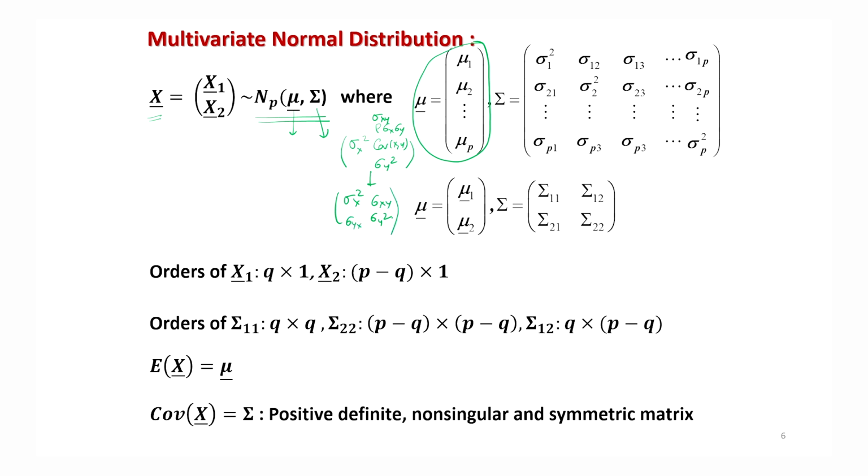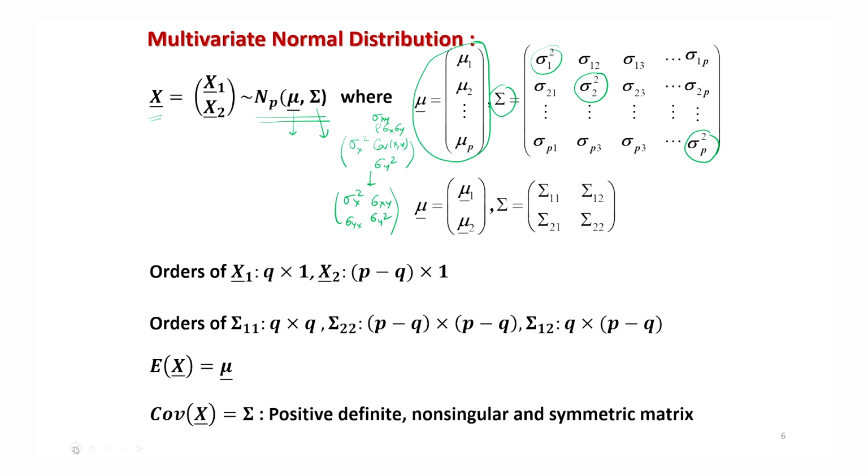Now I try to extend it to a multivariate case. The covariance matrix sigma can be expressed as sigma 1 square, which is the variance of x1. First you try to look at the diagonal elements. This is sigma 2 square, which is the variance of x2. Then we have the variance of xp, sigma square p.